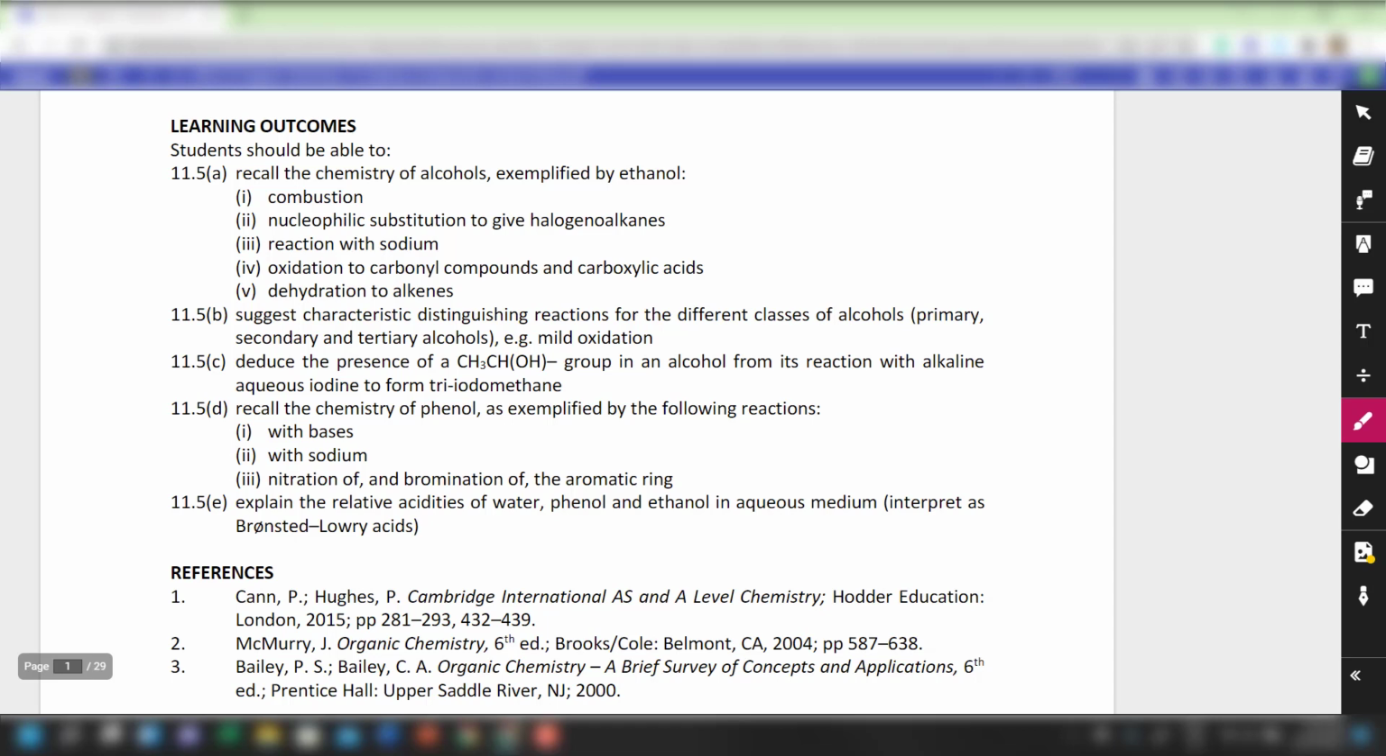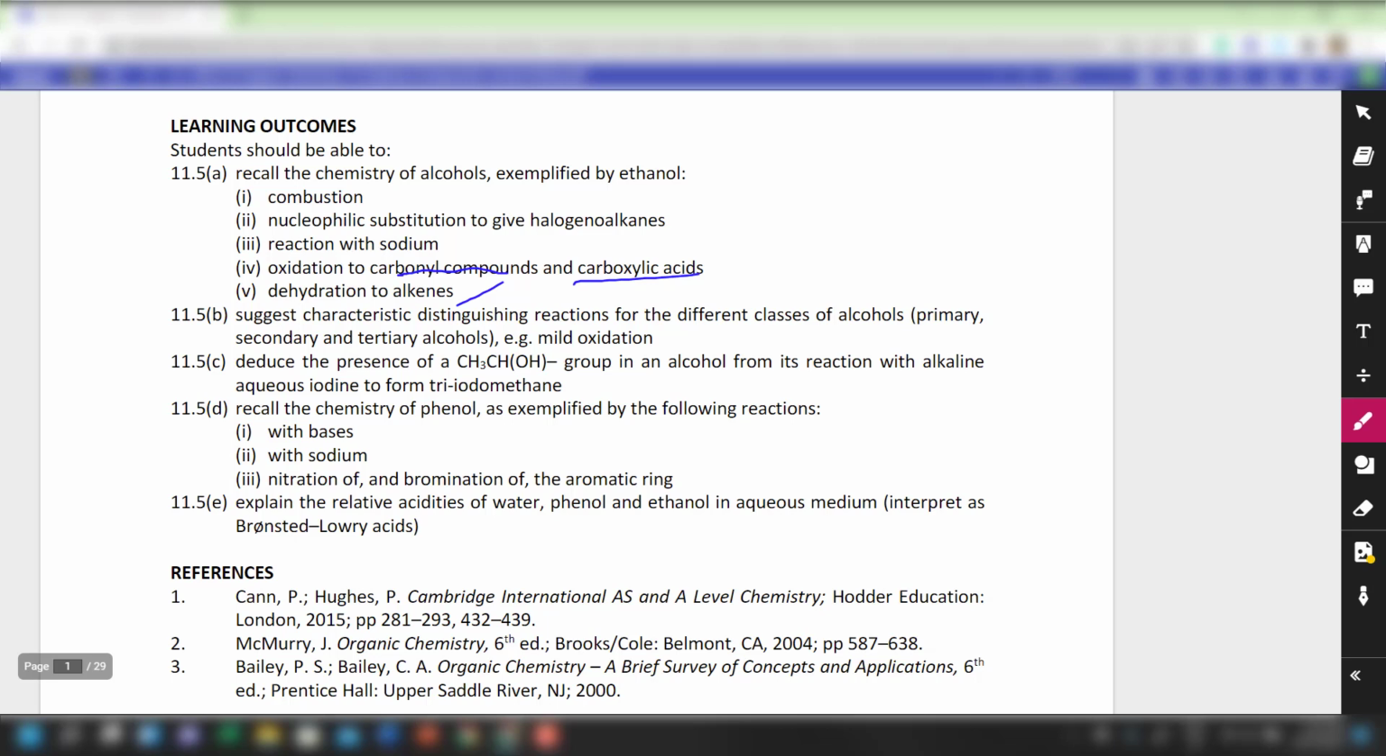of these reactions, for example, the oxidation to carbonyl compounds and carboxylic acid, the dehydration to alkenes, the acid-metal reaction with sodium to give you the respective hydroxides, as well as the difference between the mild oxidation. So for example, you need to know that certain conditions will give you aldehydes from primary alcohol. Under certain conditions you will get carboxylic acid, and the difference in the oxidizing agent being used.